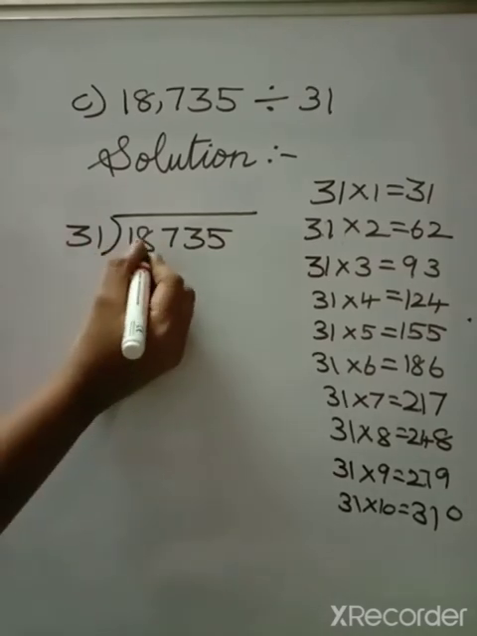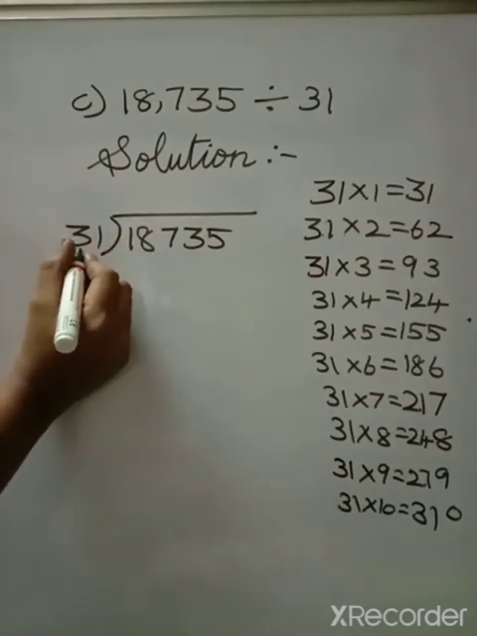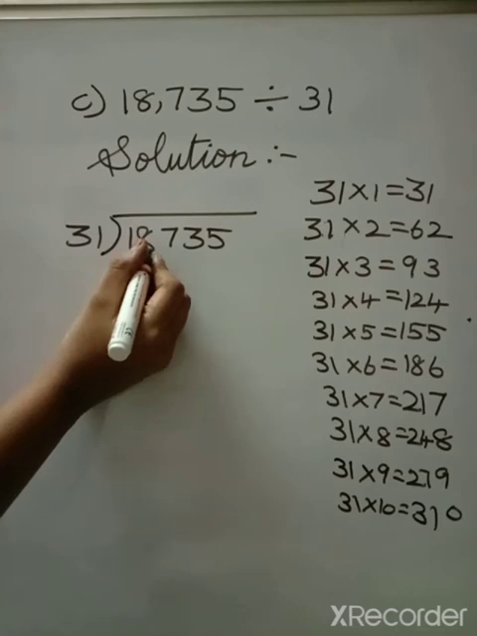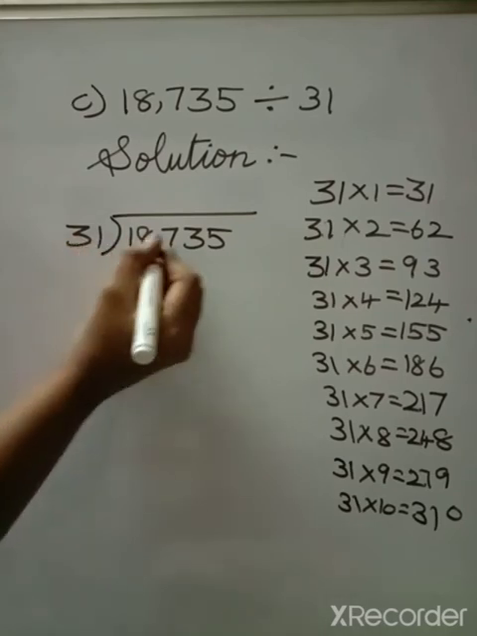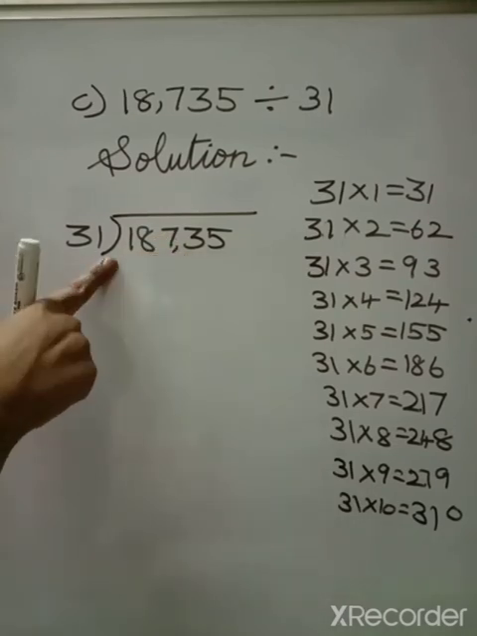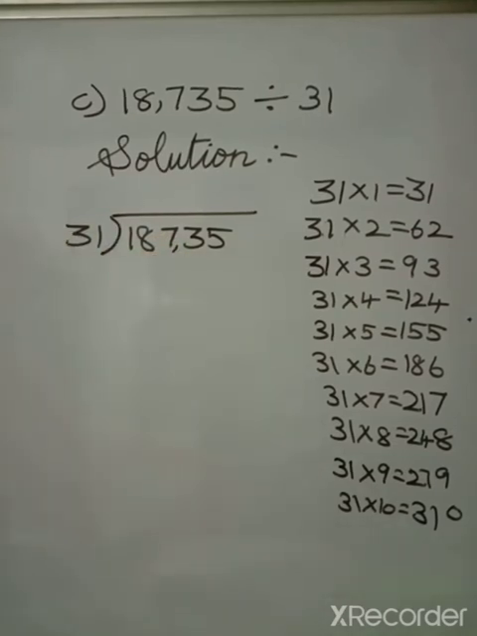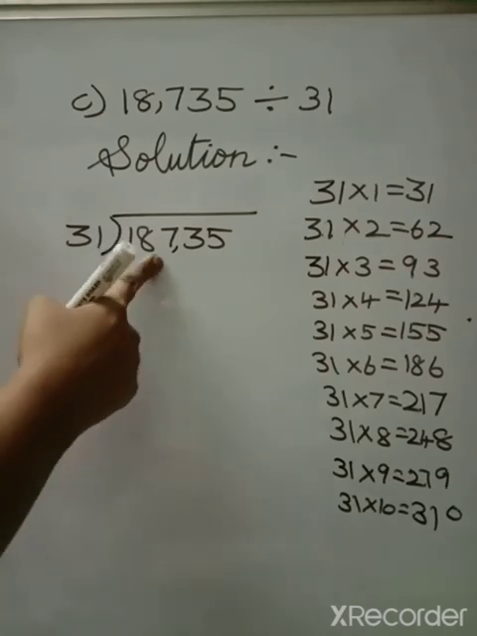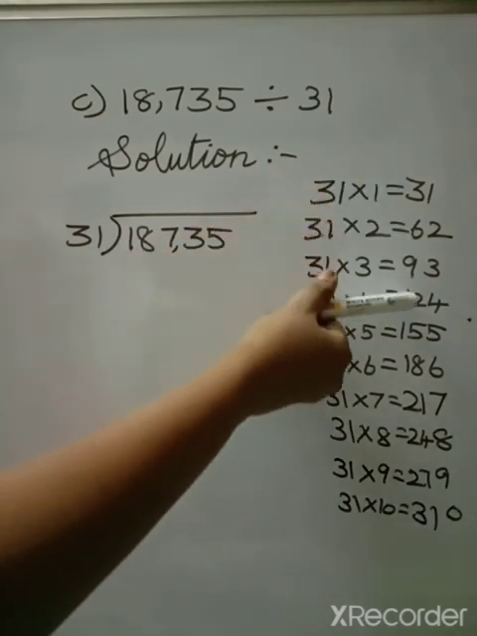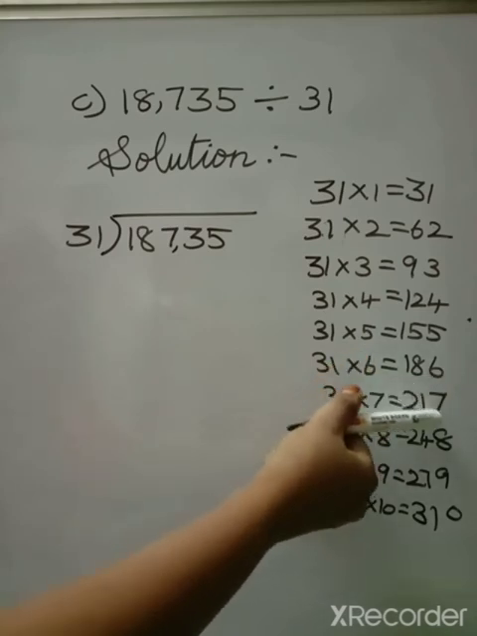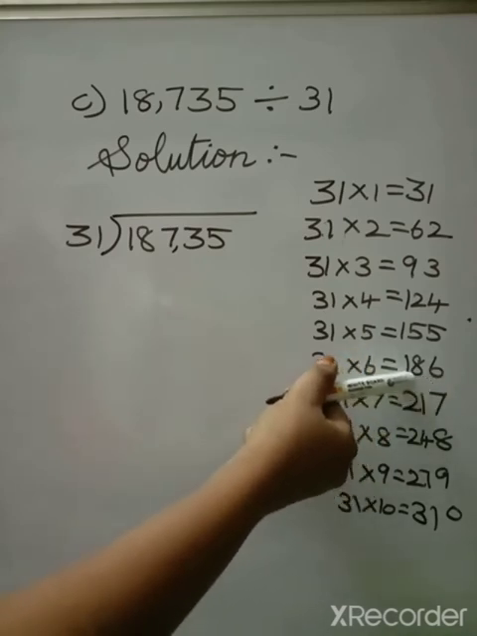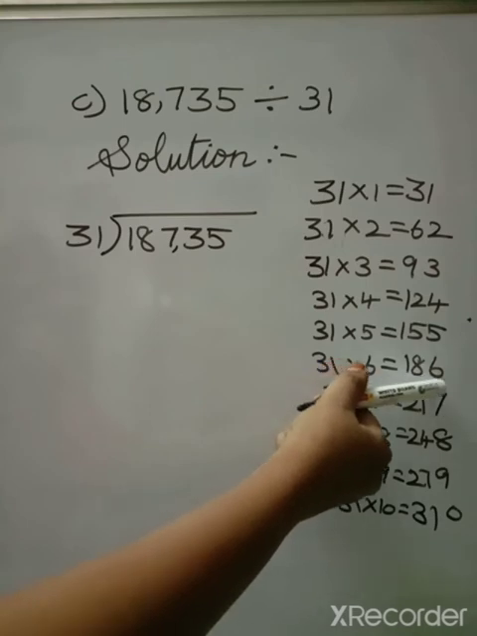So see here, if you are taking 1, it is smaller than the divisor. If you are taking the second number 8, it is 18, also smaller than the divisor. So what you have to do? You have to take 187. Okay, so we have to take 187. See here, 187 is there. The nearest smallest number is 186.